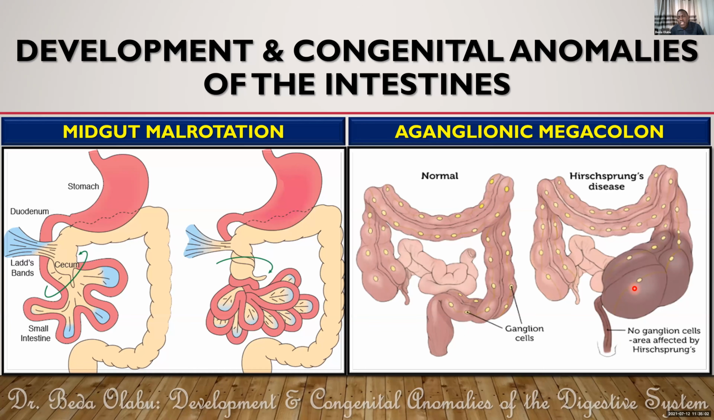So basically, we call it aganglionic because there's a region of the gut that does not have the ganglion cells, the nerve cell bodies. That's why we call it aganglionic megacolon. We call it congenital aganglionic megacolon, otherwise known as Hirschsprung's disease.